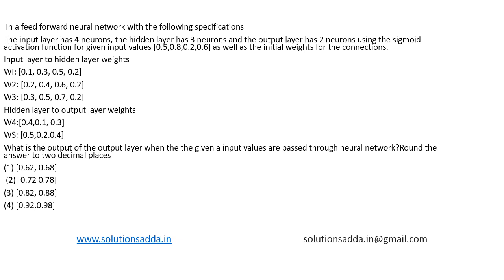This is a question from artificial intelligence. In a feed-forward neural network with the following specification: the input layer has 4 neurons, the hidden layer has 3 neurons, and the output layer has 2 neurons, and it uses a sigmoid activation function. The given input values are 0.5, 0.8, 0.2 and 0.6, and the initial weights for the connections are also given, that is input to hidden layer and hidden layer to output.